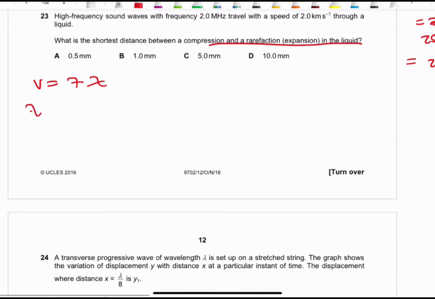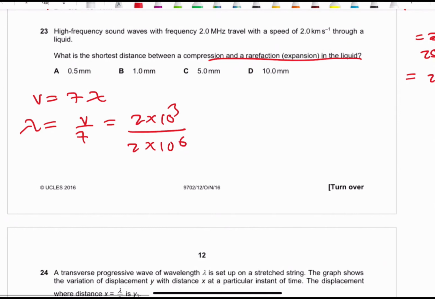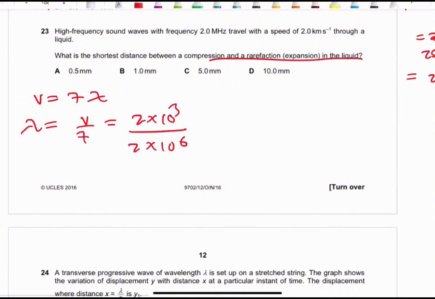So our lambda is basically going to be v over f, which is 2 kilometers, 2 times 10 to the power of 3, divided by 2 times 10 to the power of 6. Mega is times 10 to the power of 6. As you can see over there, those are the prefixes that you need to use in AS. And if you compute this, it's basically going to give you a lambda of 1 times 10 to the power of negative 3 meters.